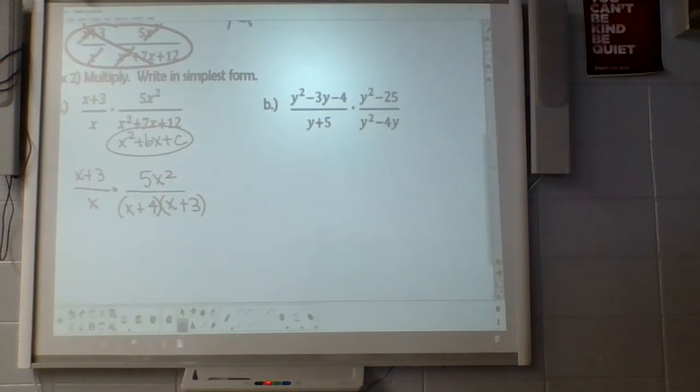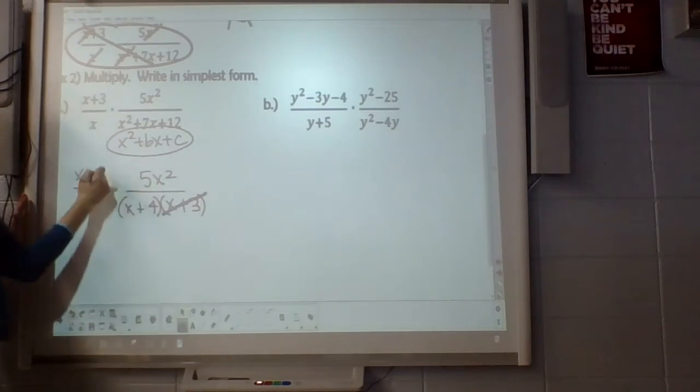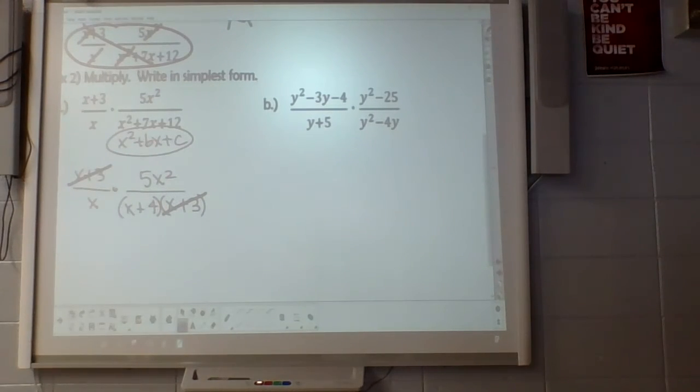So now we can do some canceling. What do you notice on the top and bottom? X plus 3. Yeah, this x plus 3 can cancel because now it's the same exact thing being multiplied on the top and the bottom. Do you see anything else that can cancel?